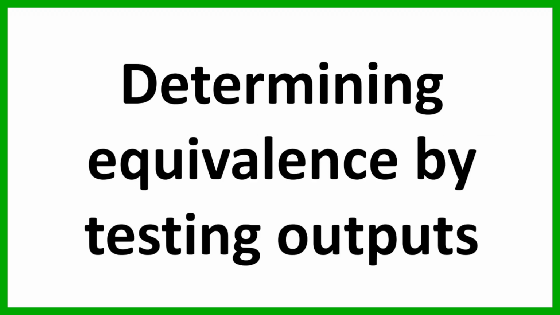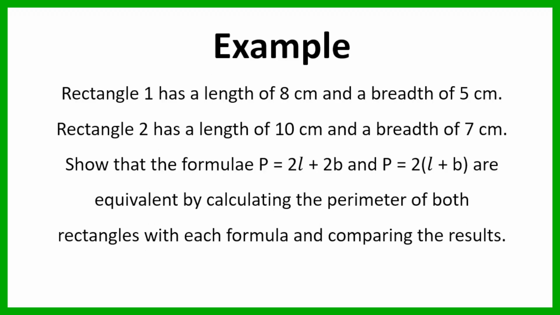There are two methods that we can use to determine whether rules are equivalent. The first one we're going to look at is determining equivalence by testing outputs. What this means is we can work out if two rules are equivalent by testing them with different inputs and finding out if the rules give the same outputs. If they give the same outputs as each other, then that would indicate that the rules are equivalent to each other. So here's our first example for today.